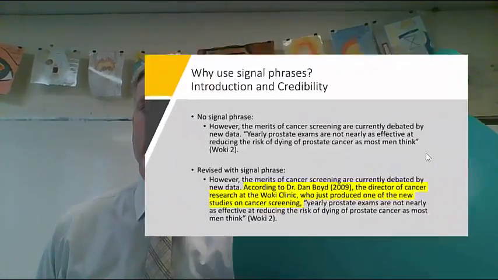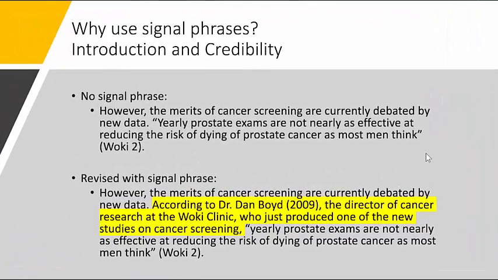If you do something like this, where you just drop in a quote, and this one's pretty well done, I will admit, right? It says, however, the merits of cancer screening are currently debated by new data. And then it has a quote: yearly prostate exams are not nearly as effective at reducing the risk of dying of prostate cancer as most men think. You see how those two sentences are connected, and yet that quote is just dropped in. There isn't any lead-in.